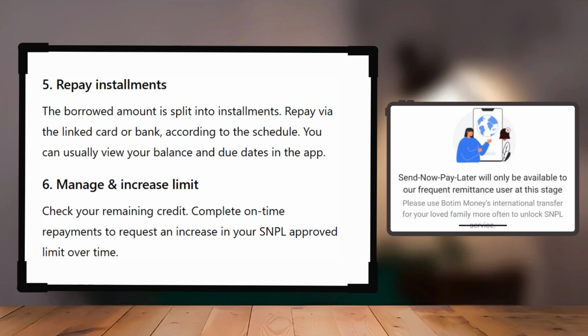You can usually view your balance and due dates in the app. Now, check your remaining credit. Complete on-time repayments to request an increase in your SNPL approved limit over time.